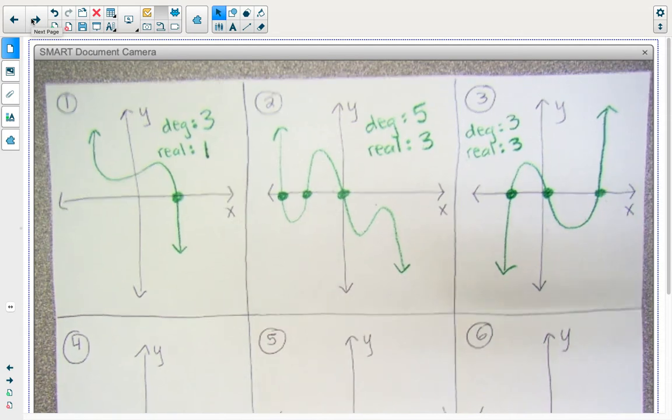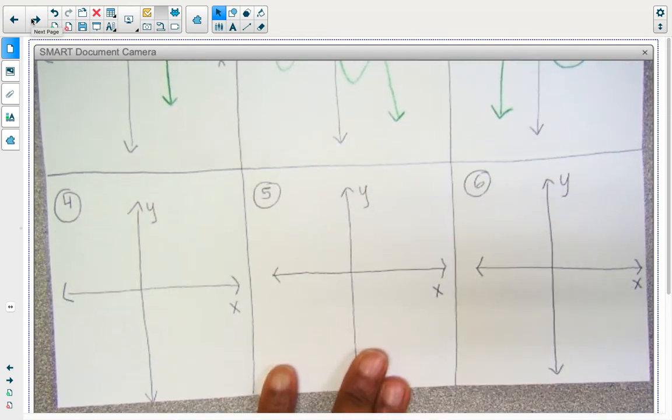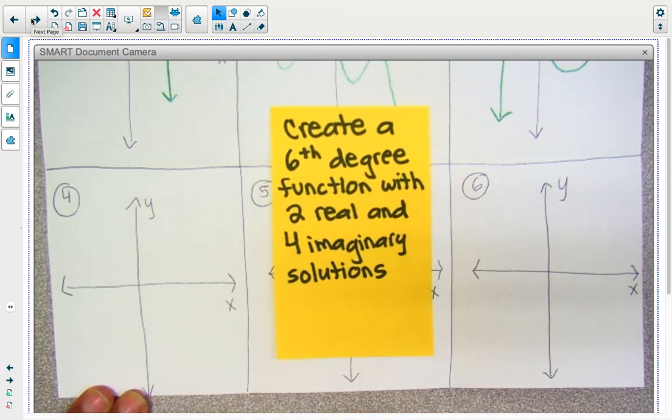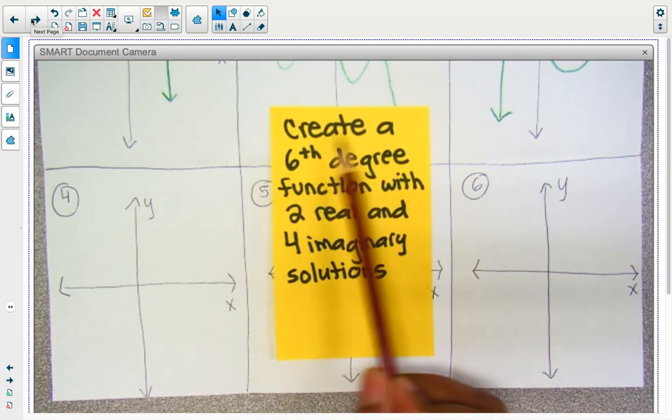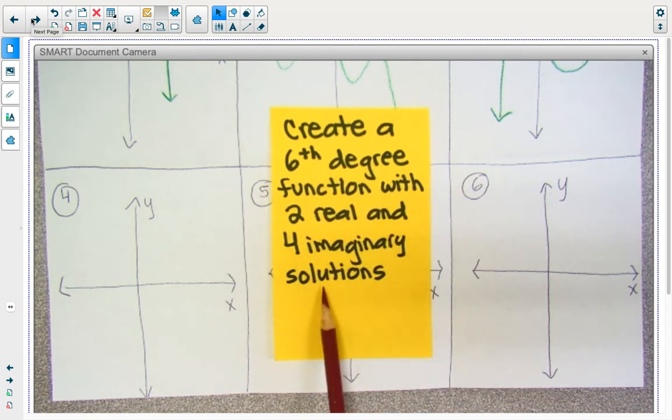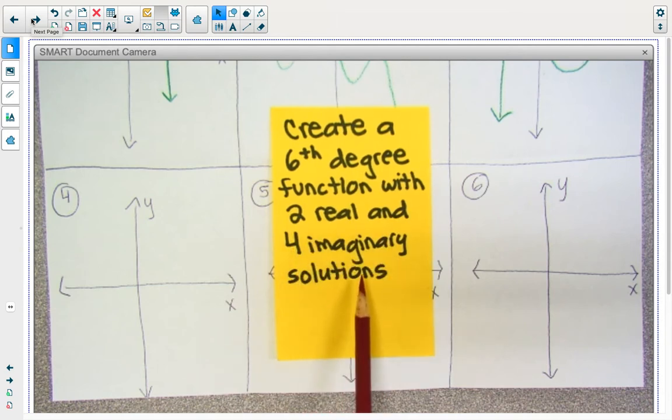All right, let's move down to the bottom here. So we'll do 4 through 6 down here. These are the directions for number 4. Create a 6-degree function with 2 real and 4 imaginary solutions. Now, the imaginary part is going to come up in just a minute. When we start looking at the patterns, you'll start to see where that comes into play.